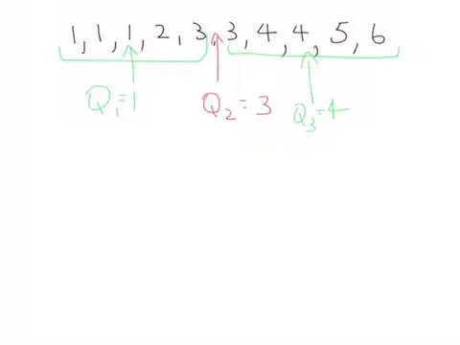So when I draw a box and whisker plot, once again, I should have a ruler. I have to have all my scores from 1 to 6 nicely spread out.